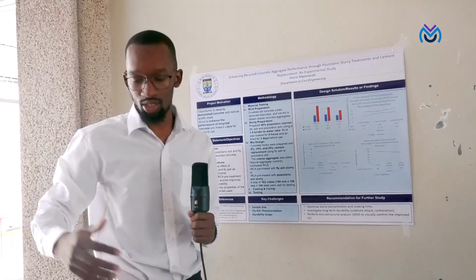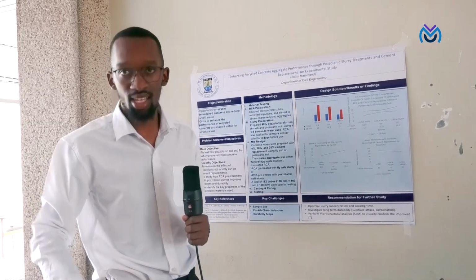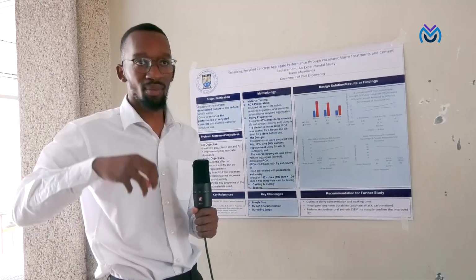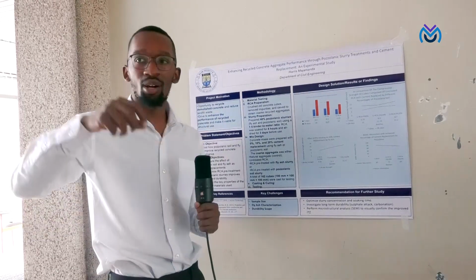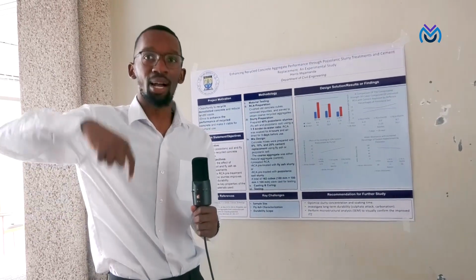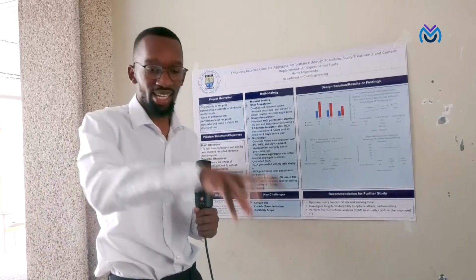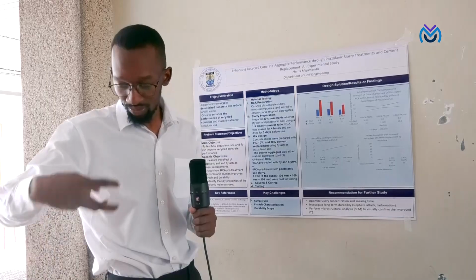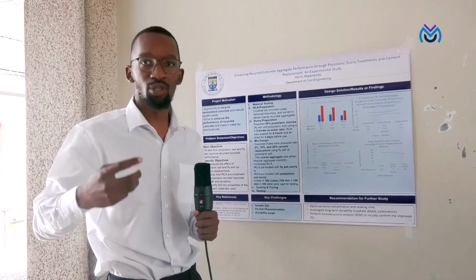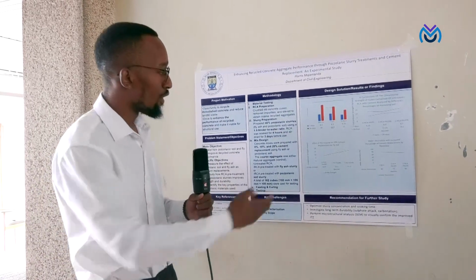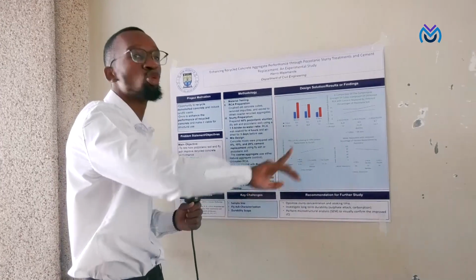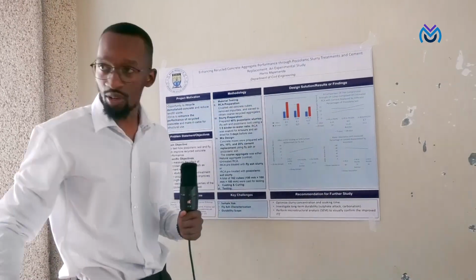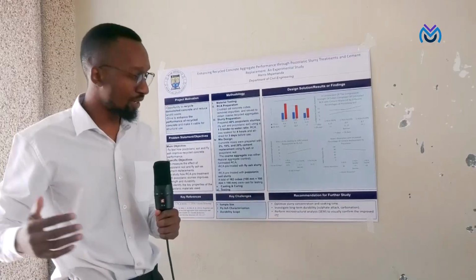When we increased cement replacement by fly ash, the strength of the treated recycled concrete aggregate went the reverse way. The effect was now different, as you can see from this graph here. The trend was reversed, which was very fascinating.